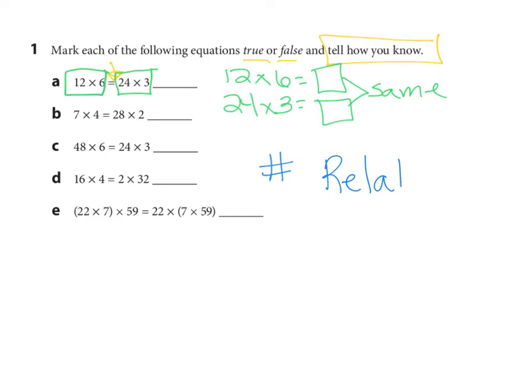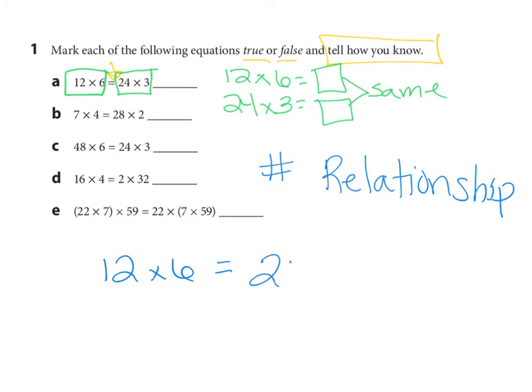So a number relationship is how numbers on one side of the equal sign are the same or equal, possibly, to the other side. So, for example, you had 12 times 6. How did those numbers or those factors connect to the factors 24 times 3? Well, if we're looking at these, do you see a relationship? Does 12 connect to 24? Does 12 connect to 3? Does 6 connect to 24? Or does 6 connect to 3?